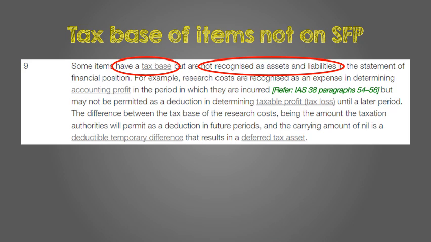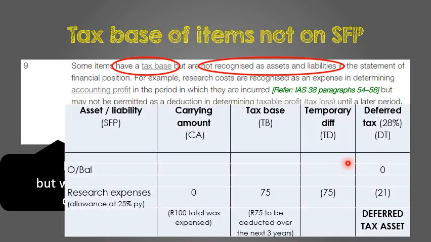Now we also have some items that are not recognized in our SFP, but that will have some future tax consequences. If that is the case, we must remember to also add these items onto our deferred tax calculation. The example they give us here is research costs. So let's just look at that example. For research costs, like the example that you had in your revision test, we had research expenses that we got an allowance for at 25% per year.